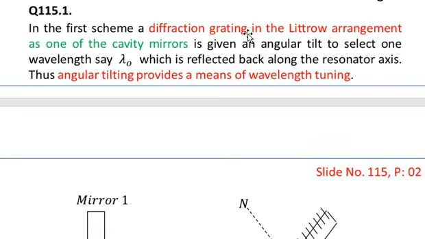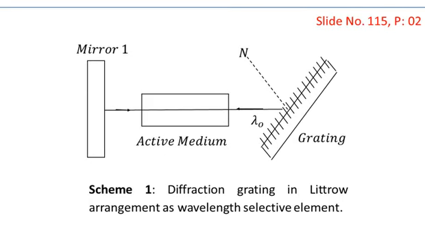In the first scheme, a diffraction grating in the Littrow arrangement as one of the cavity mirrors is given an angular tilt to select one wavelength, say lambda naught, which is reflected back along the resonator axis. Thus, angular tilting provides a means of wavelength tuning. You see that here we are using the grating in Littrow, an arrangement in which the incident beam and the reflected beam lie on one side of the normal to the grating, as shown in the figure.